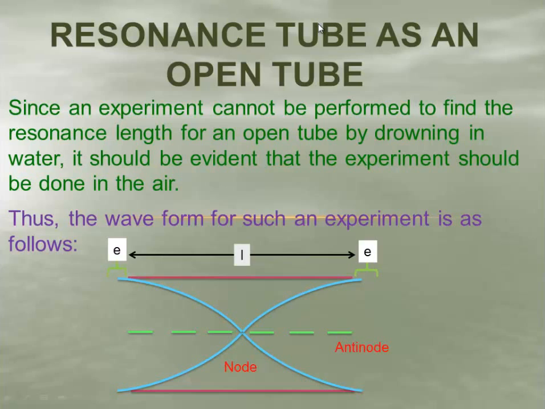Now you know that the stationary waveform that will be formed inside an open tube will be as follows. You can see antinodes at both ends. These E's mean the end correction, and at the center you can see the node, right? So this is the general form of the wave pattern that you will see inside an open tube.